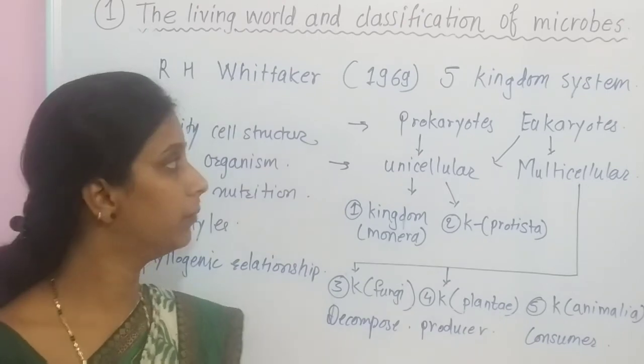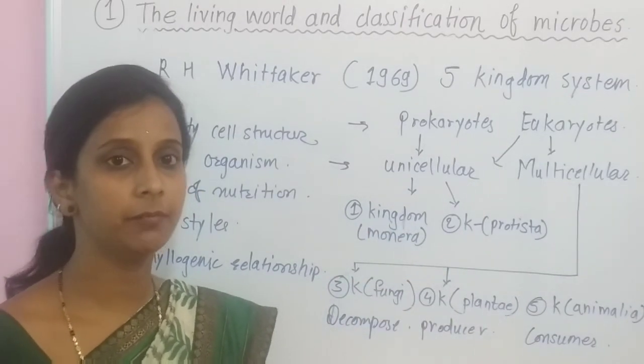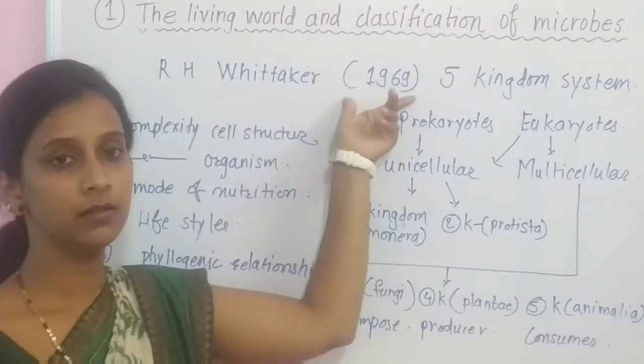So this is about the five kingdom system invented by Robert Whittaker in 1969.